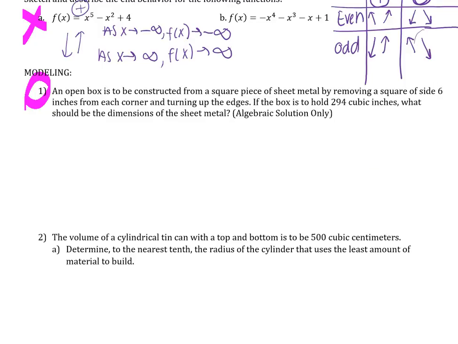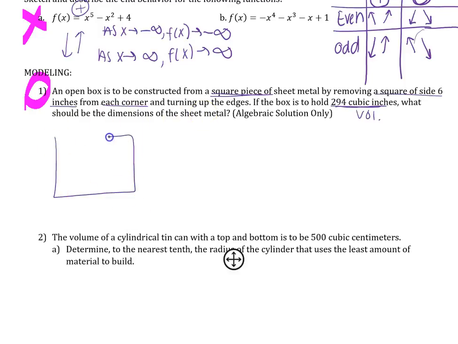All right, modeling problems. An open box is to be constructed from a square piece of sheet metal by removing squares of size 6 inches from each corner and turning up the edges. If the box is to hold 294 cubic inches, what should the dimensions of the sheet metal be?